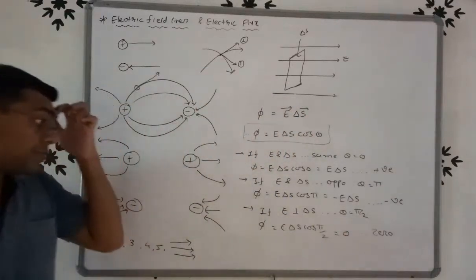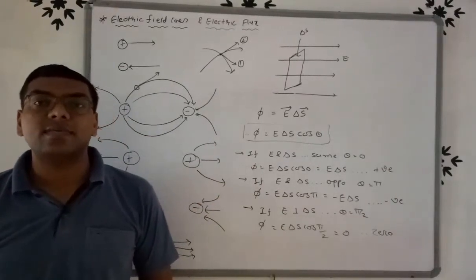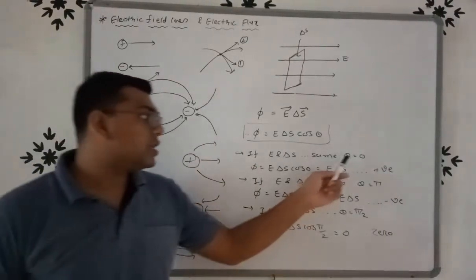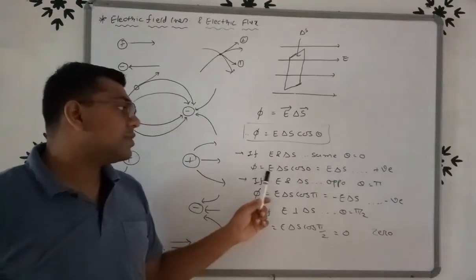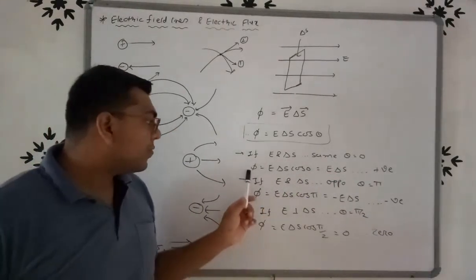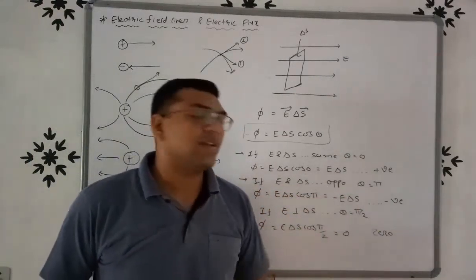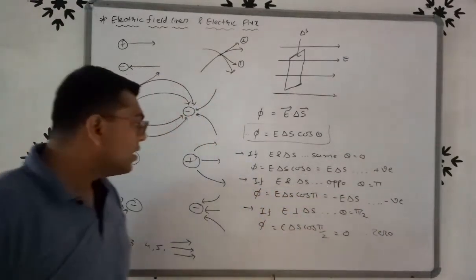So if the direction of E and delta S are the same, then theta is equal to 0. So phi is equal to E delta S cos 0. The value of cos 0 is 1. So flux phi is equal to E delta S. So we can say that the flux is positive.